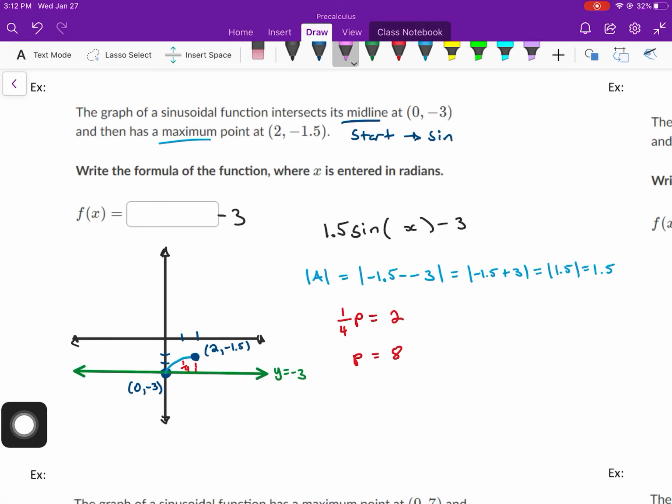Now, remember, that's not what b is. 8's not what's going to go in front of x, because we need to figure out what b is. 2 pi over b is 8. All right, so let's solve for b. I'll multiply b to the other side. So 2 pi equals 8b. Divide by 8 to get pi over 4. And that's what's going to go right here in front of x.